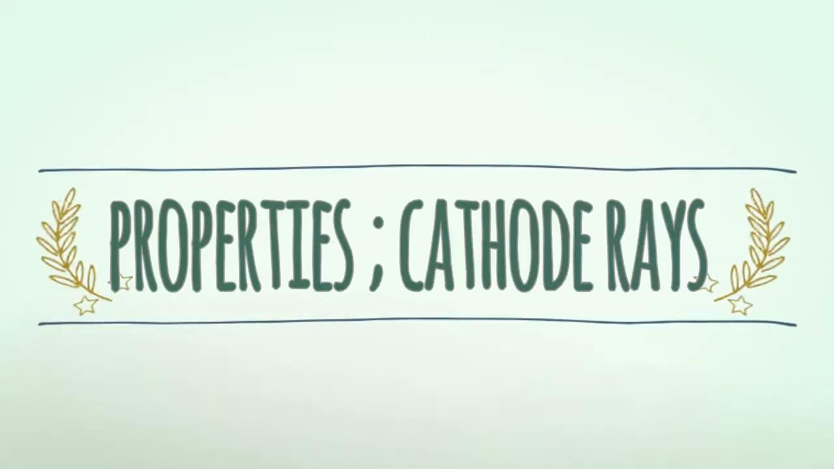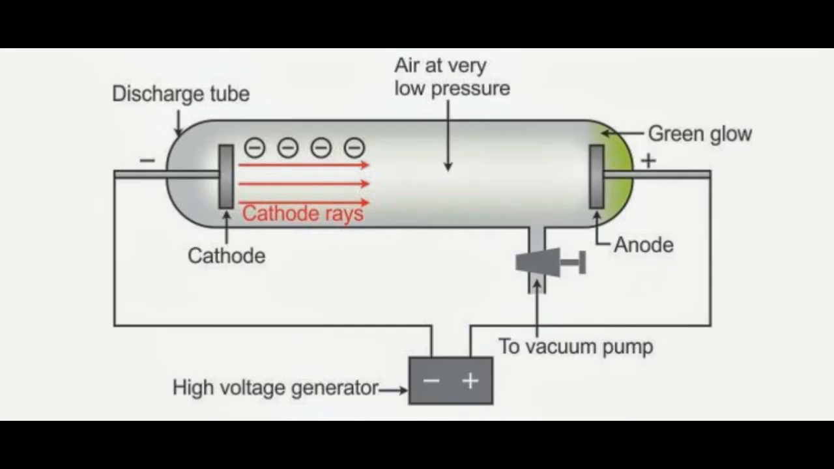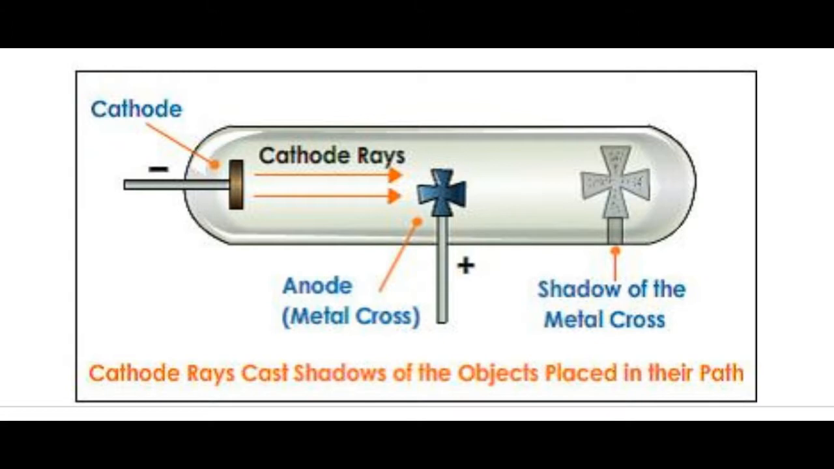Properties of cathode rays. Cathode rays produce a green glow on the glass tube at the anode side. Cathode rays travel in straight line paths. When an opaque object is placed in the path of cathode rays, a shadow with a sharp boundary is formed. This is because cathode rays travel in straight line paths.